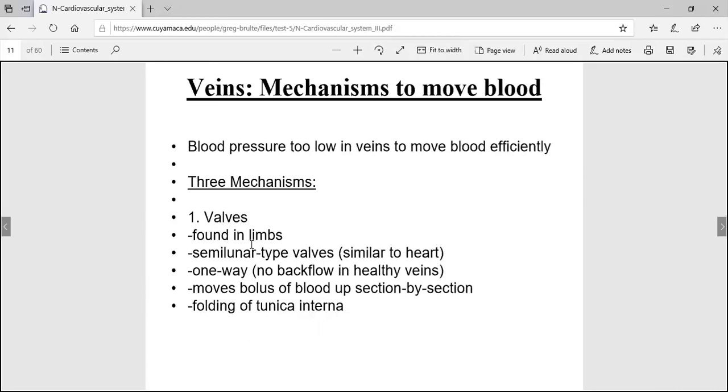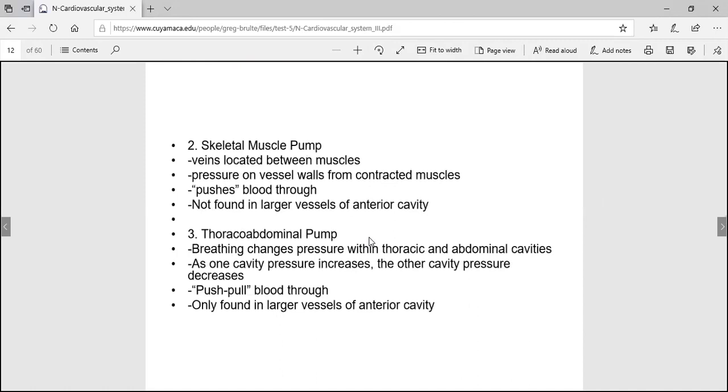Those can be found, a lot of them, in the limbs. They call them semilunar type valves. That's why they're trying to get rid of that semilunar designation in the heart. They're just trying to call them pulmonary valve and aortic valve. I don't stress on that. So they're one-way valves that don't allow backflow, hopefully, and it helps move the bolus of blood up section by section. And it's just kind of folding of the tunica interna on the inside.